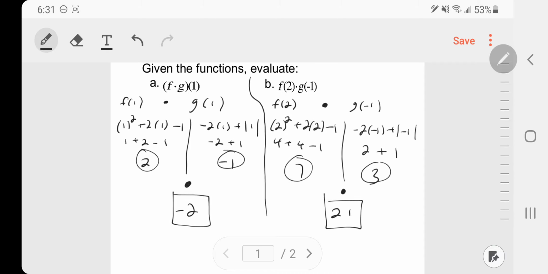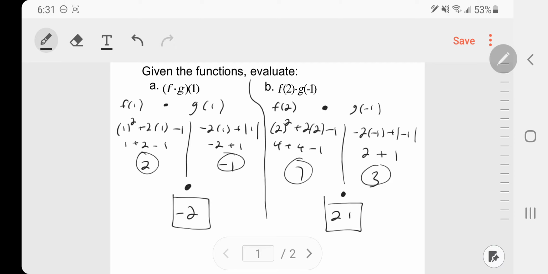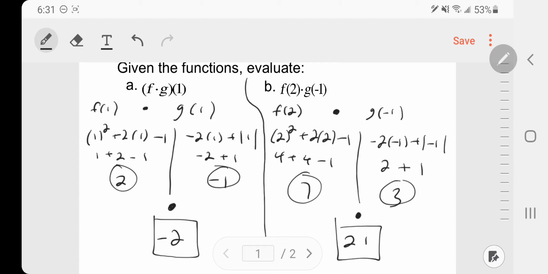Okay, so similar to the addition and subtraction video, you are just finding each value of input and you are getting your output after your operation.